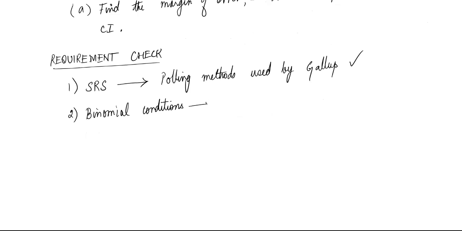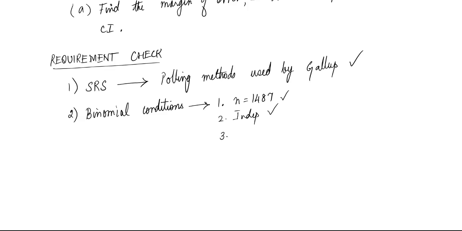So then go for all the four conditions. Okay. Fixed number of trials. Yes, n is 1487. That's fixed. Right? That's a fixed number. Are they independent? Yes, because one person's response does not affect the other person's response. The chance of their response does not depend on the previous respondents. It is independent. That is a check.